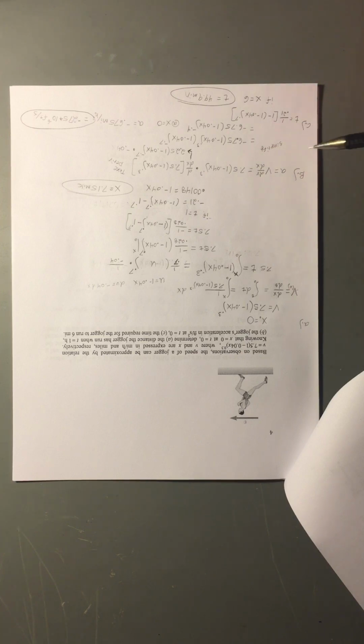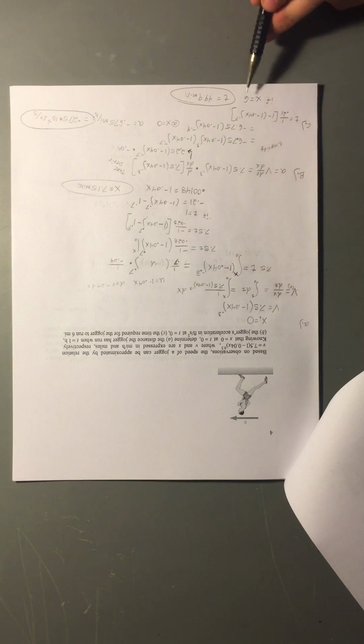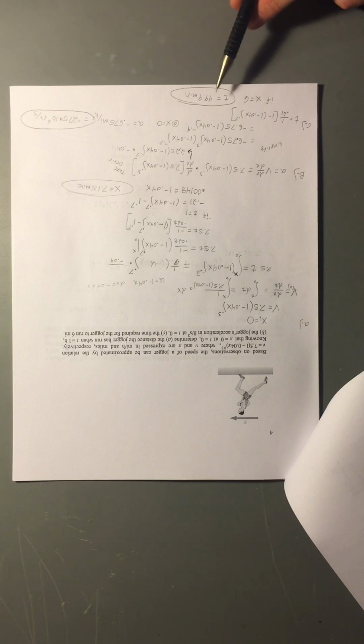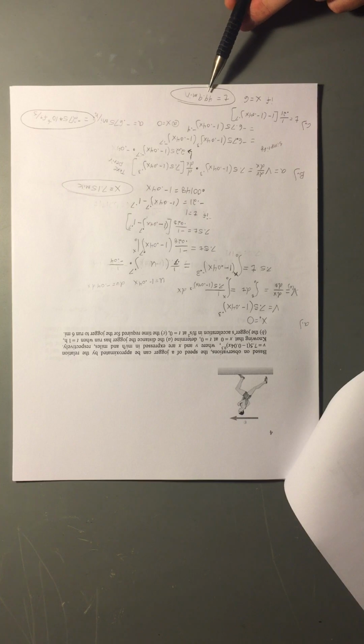And then part C asks the time required for the jogger to run 6 miles. And so we're going to use our equation from up above to solve part C. And we know that x equals 6 miles. And so for part C, we just need to plug in the 6 instead of 0 and solve that. And that gives us a time of 49.9 minutes for our jogger to run the 6 miles.